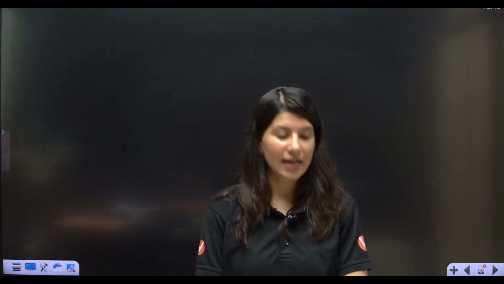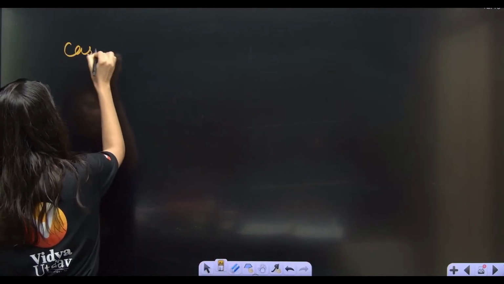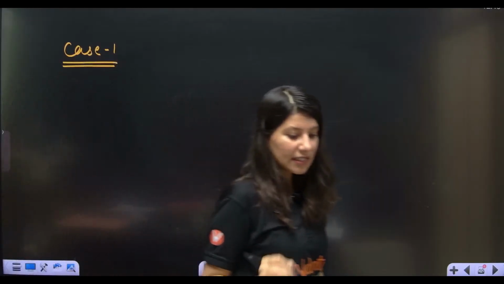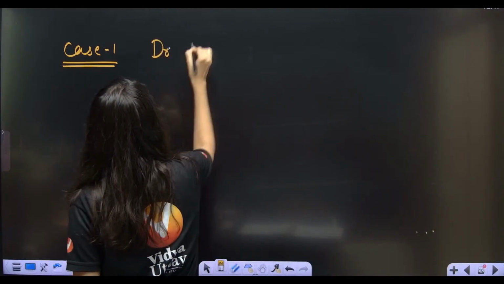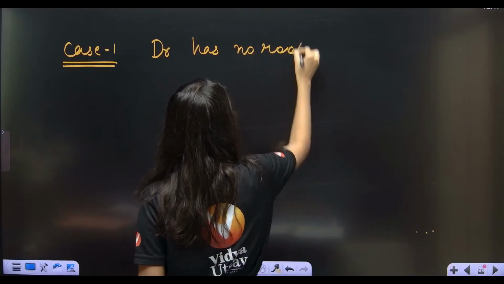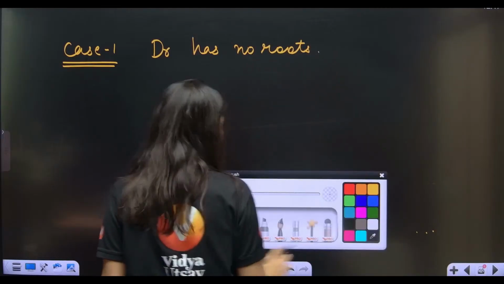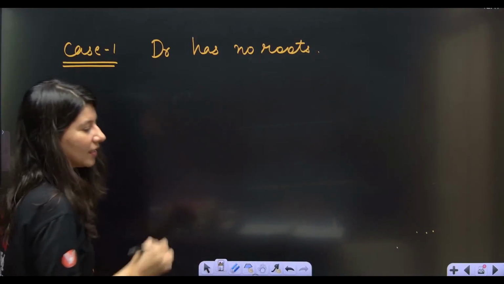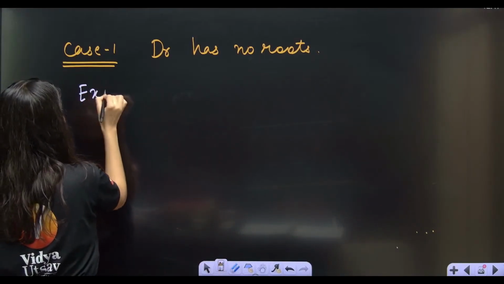So let's now discuss. Let's start with quadratic by quadratic. I'm going to take case number 1, quadratic by quadratic, where the denominator has no roots. Okay, so we are finding the range and domain both of a rational function. So example number 1, let's take.